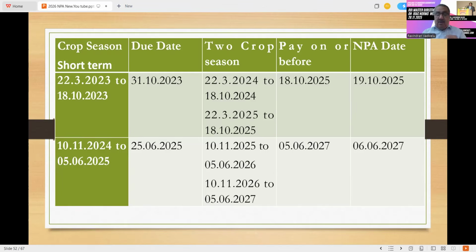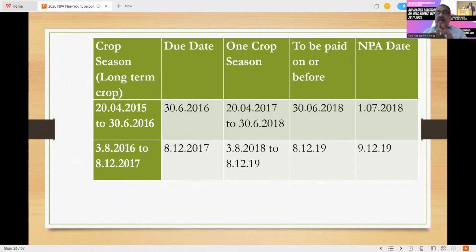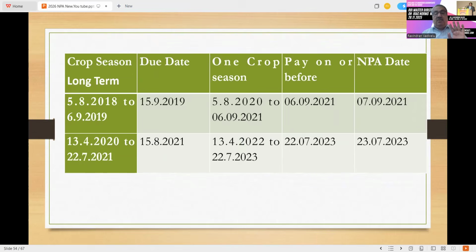The same concept applies to long-term crop. From the due date, add one crop season. So 30/6/2016 is the due date. Adding one crop season, it comes to 30/6/18. So an amount which is due on 30/6/16 has to be paid on or before 30/6/18. Then the NPA date is 1/7/2018. This is a very, very simple thing. Short-term crop: from the due date, add two crop seasons which come after the due date. Long-term crop: from the due date, add one crop season which comes after the due date.